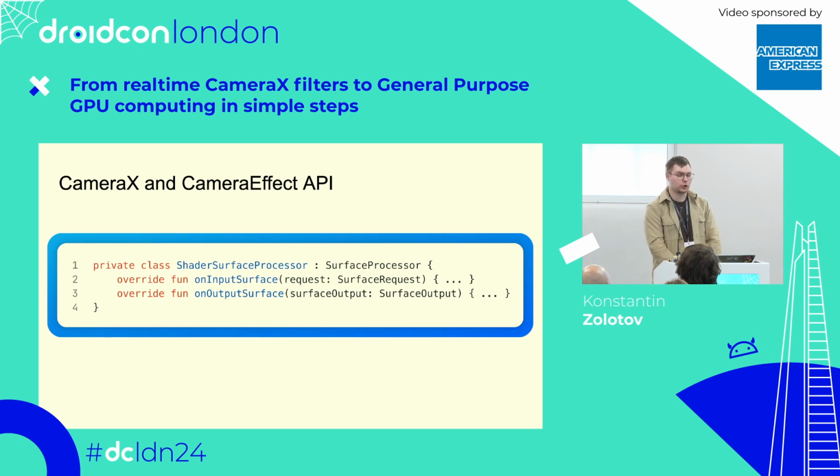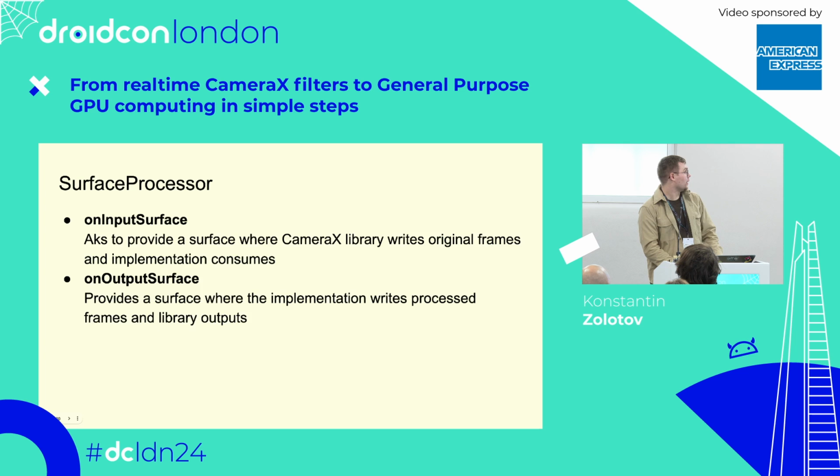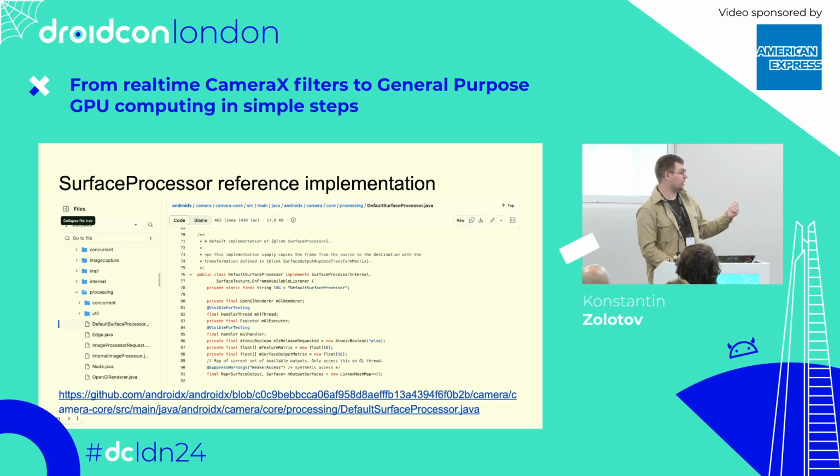So I'm not going to show all the implementation of the surface processor because, combined with the renderer, it's pretty complex, but it is open source. There is a default implementation in the CameraX library. Unfortunately, it is not public. It's internal to the library, so you can't use it, but it is open source. So you can find it on GitHub. In the end, I will give you a QR code with all the links, so don't worry about that.